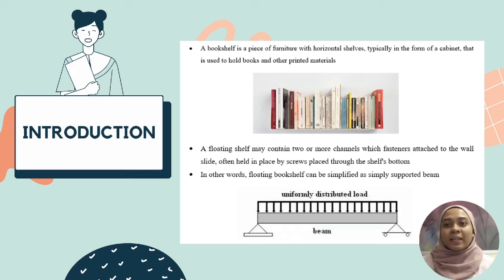As our topic is about designing bookshelves, I'm going to explain to you what a bookshelf is. A bookshelf is a horizontal shelf that is typically in the form of a cabinet made from wood or metal. This shelf is used to hold books or other decorations. These shelves can also be mounted on the wall. This type of shelf is called a floating shelf. A floating shelf is basically attached to the wall by two hidden fasteners placed in the bottom of the shelf. So in other words, in structural terms, the bookshelf can be simplified as a simply supported beam with a uniform load distribution.